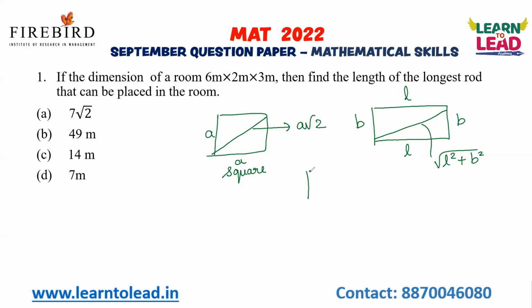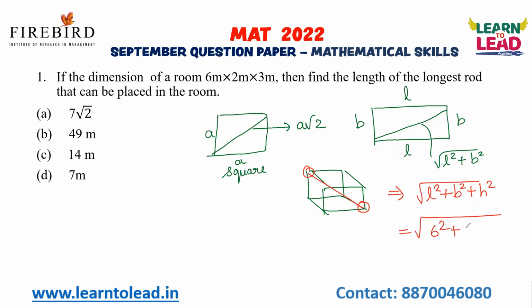But when it comes to a three-dimensional room, how will you insert the longest rod in that room? It is nothing but the body diagonal of that room. The body diagonal of that room will cover its length, breadth and height, and the formula is square root of L square plus B square plus H square. So if you apply the above values in this formula, you'll get 6 square plus 2 square plus 3 square. So what is 6 square? It is nothing but 36, 2 square 4 and 3 square 9. Square root of 49, we know 7. So 7 meter is your answer.